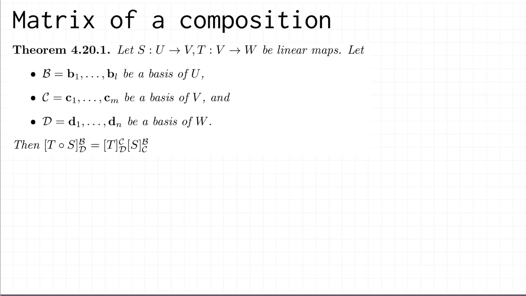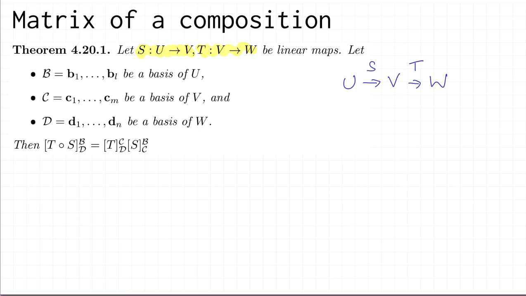So here is our theorem, which I announced on that slide number 0 there, about the matrix of a composition. So we take a linear map S from a vector space U to a vector space V, and we take a linear map T from V to W. So let's draw this situation. We've got U here, we've got V here, and we've got W here. And S is going from U to V, and T is going from V to W.